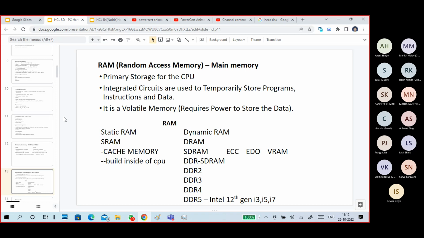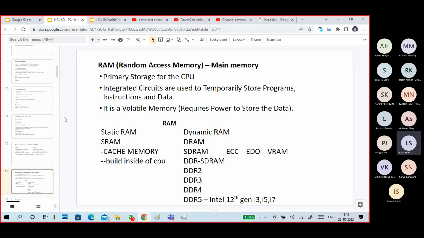These are different types. Again, what is static RAM? SRAM is built based on a pure form of transistors. It means it is much faster than a DRAM and it is costlier than a DRAM. It is used as a cache memory. It is built inside your CPU.